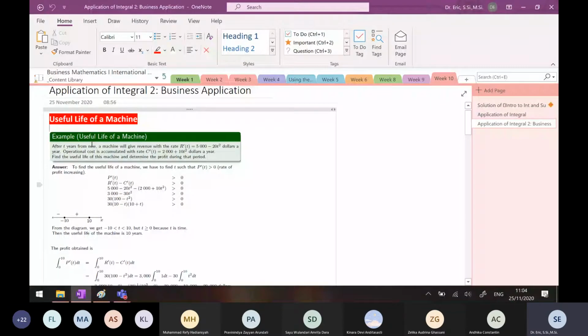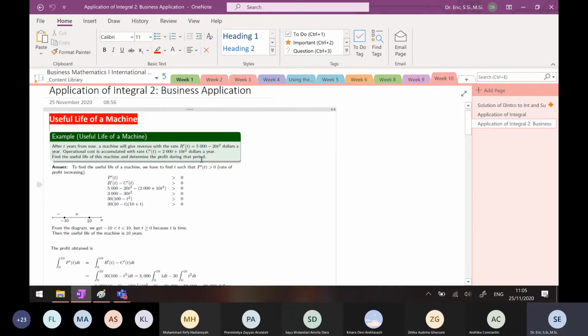So example one is the useful life of a machine. After 3 years from now, a machine will give revenue with a rate. This is the rate of revenue, R prime t, how revenue changes with time. It is 5,000 minus this, dollars a year. Operational cost is accumulated with a rate. This is the rate of the cost, C prime t, that is 2,000 plus this, dollars a year. Find the useful life of the machine and determine the profit during that period.